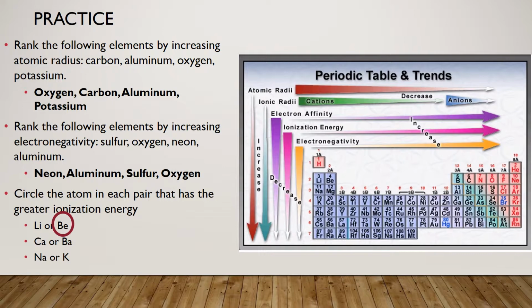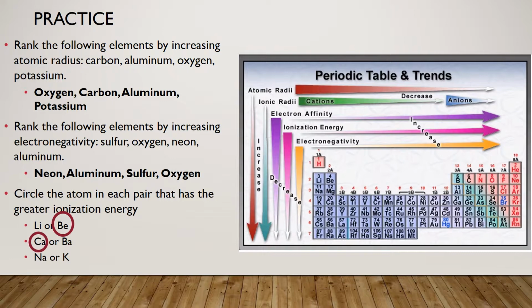Okay, next we have calcium and barium. So what happens to electronegativity or ionization energy as you go down? It decreases. So barium is way lower than calcium, even though it's in the same column, three rows down. So barium is way bigger. So barium is easier to take an electron from, so it has a lower ionization energy, which means calcium has the higher ionization energy.